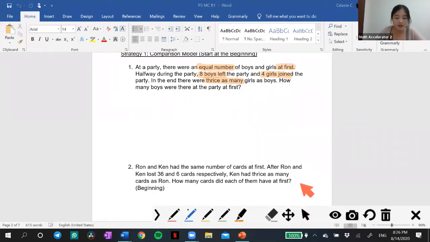Alright, so looking at our strategy, if you have the first page of your worksheet, we have to draw the model at equal stage first. So let's start with that. You have girls and boys. So equal stage means they both have the same.